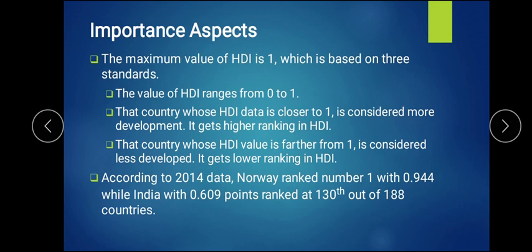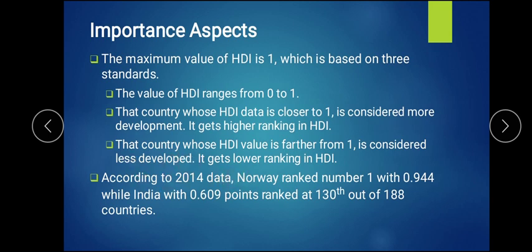Then comes how it can be measured. The maximum value in HDI is 1. It is based on three standards, so it always ranges from 0 to 1. If a country is closer to 1, it is considered more developed. If it is far from 1, or near to 0, it is considered less developed. So this is how the ranking is given.